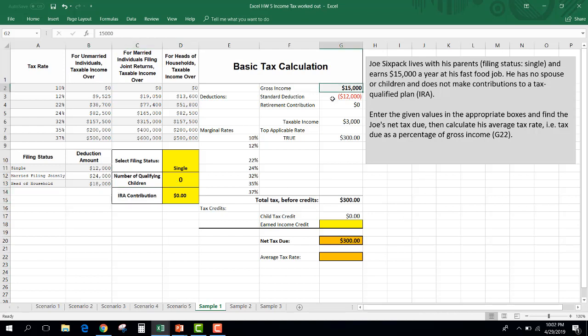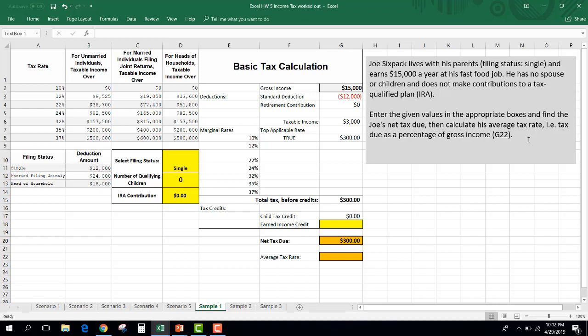Okay, so he's got 15,000 in gross income. So we subtract this 12,000 standard deduction, which Excel is going to do for you. He winds up with $3,000 in taxable income. So what tax bracket is he in? Well, his income doesn't go over the 9,525 threshold, so he's going to be fully within the 10% bracket. So his tax is going to be very simple, just 10% of the $3,000 taxable, which is $300. And so there's his total tax before credits. He has no credits, no earned income tax credit or anything else. So his net tax is going to be what is reported in G20. And that automatically calculates. You don't have to do anything there.